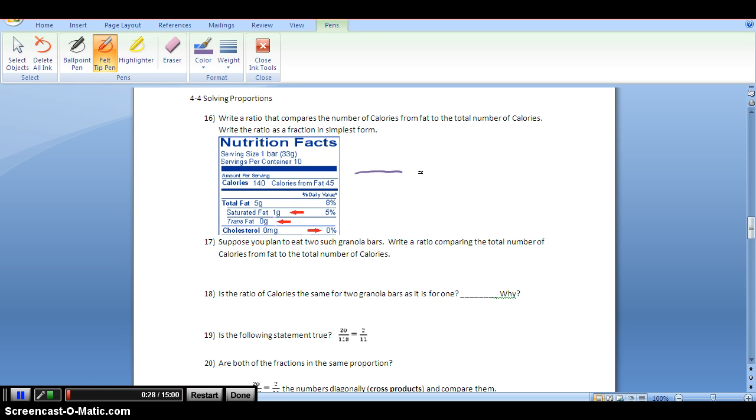I want you to pause it now and then look at the answer afterwards. All right, you should have gotten a ratio of 9 to 28 there.